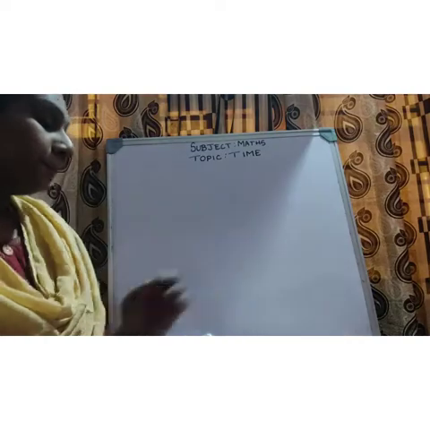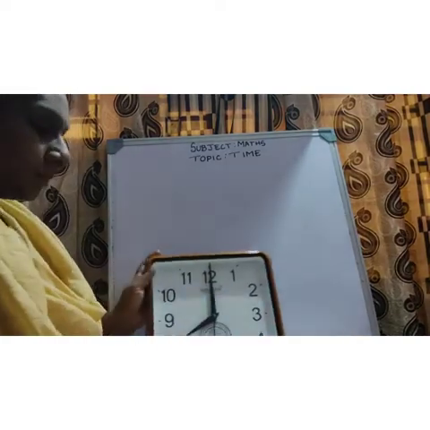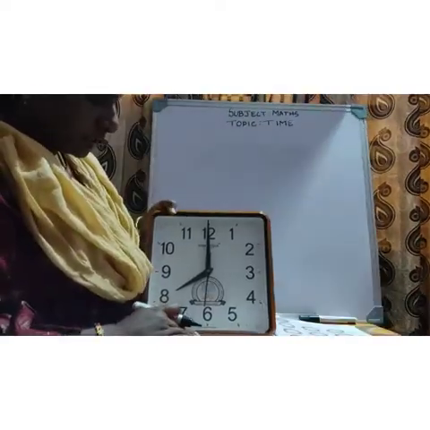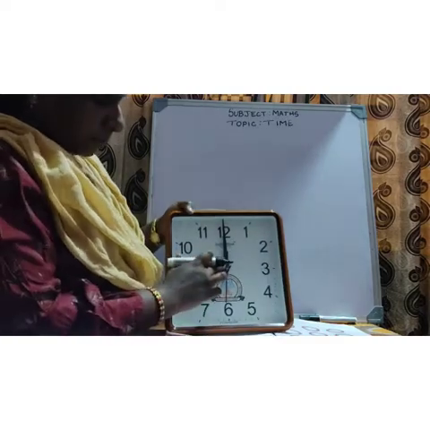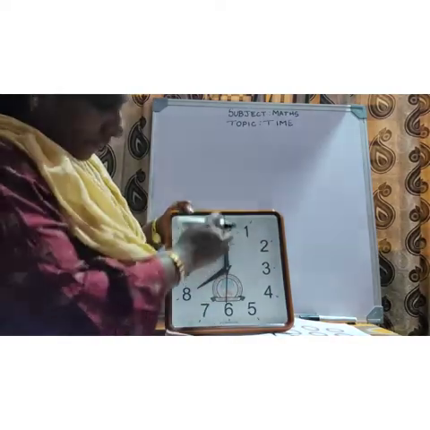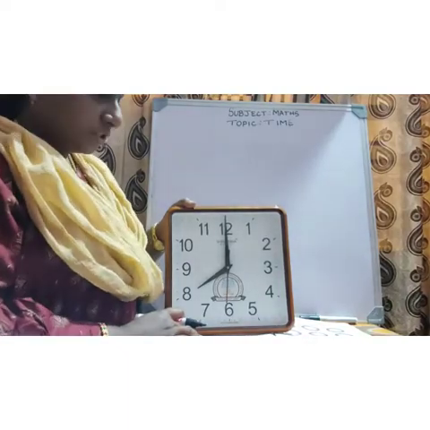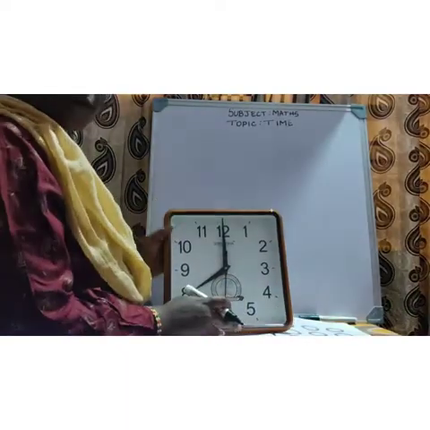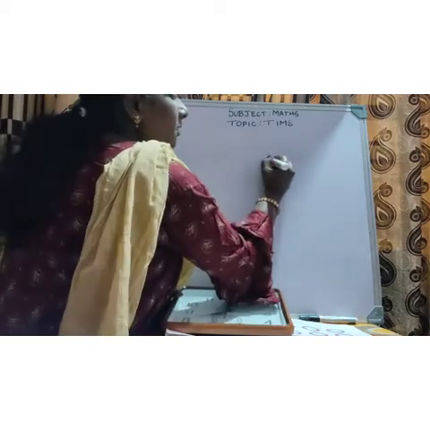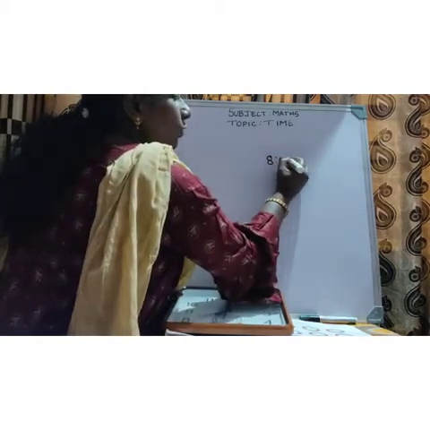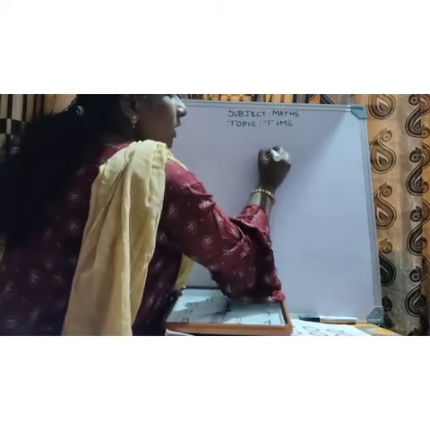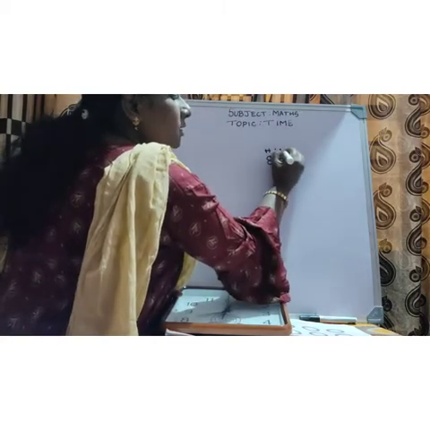Okay, so here, what is the time shown here? It is 8 o'clock, right? The hour hand is at 8 and the minute hand is at 12. So what is the time shown, children? It is 8 o'clock. How will we write 8 o'clock, children? 8:00. This tells you the hours, and this tells you the minutes.